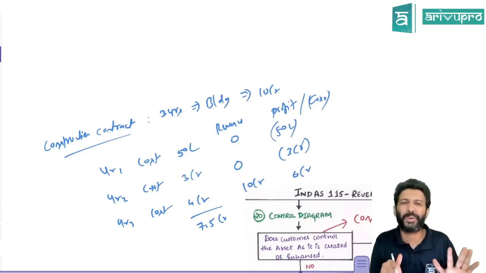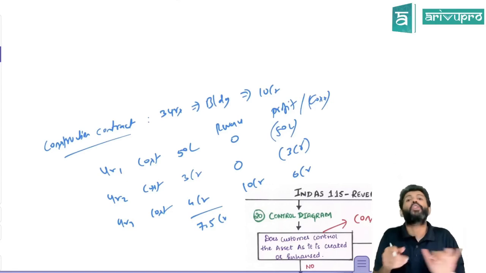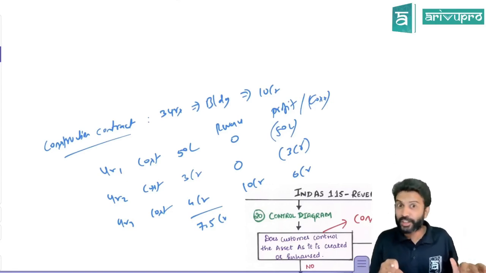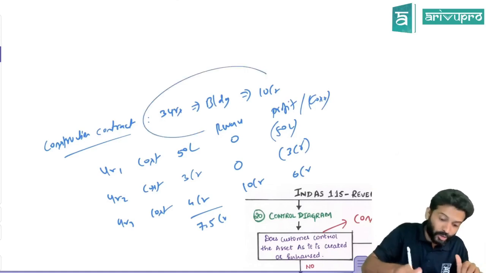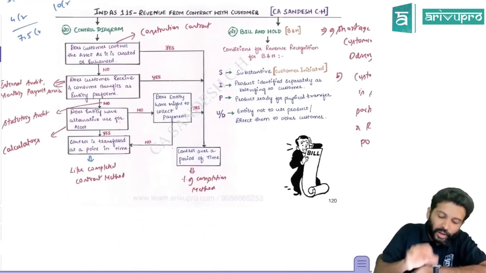Does that sound logical to you? No. That means they had to bring in a little more criteria about this performance obligation. When does this performance obligation get satisfied? It is not that only after 3 years it will get completed. No. When does the performance obligation get satisfied? This is the control diagram.